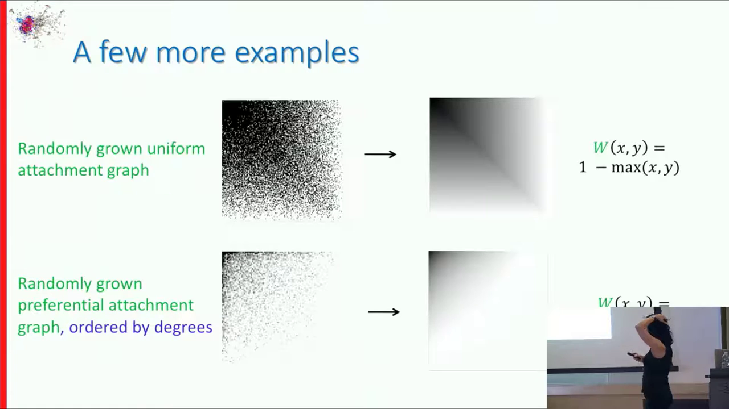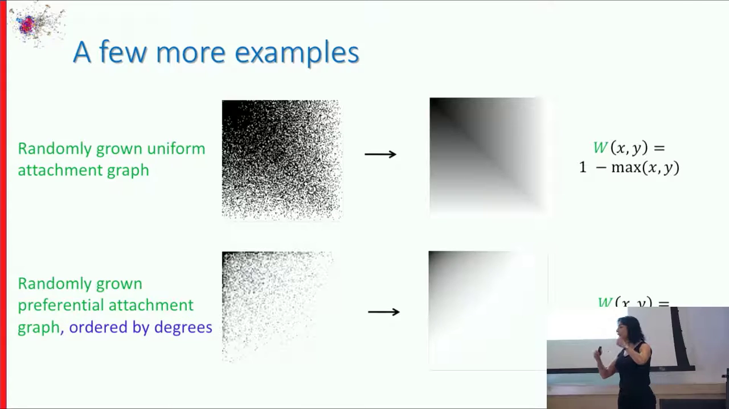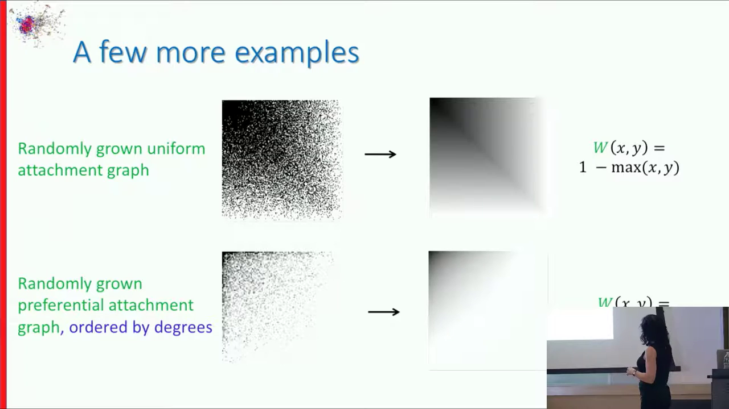Okay, so here are a few more examples. If I have a randomly grown uniform attachment graph, where I come in and attach to any other site with the same probability, then I get this, which converges to that, which is a nice bounded function. If I do a randomly grown preferential attachment graph, where I attach proportionally to how many vertices they're already connected to, I get this, which converges to this, which is unbounded. So obviously I want to be able to deal with unbounded W's because this is more like what Facebook and all these other things look like.